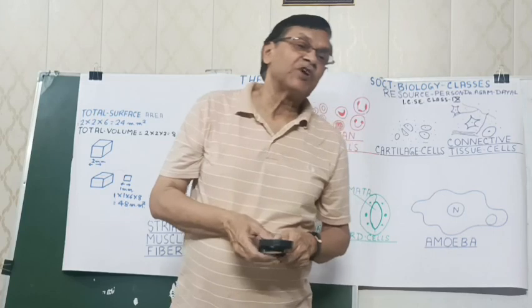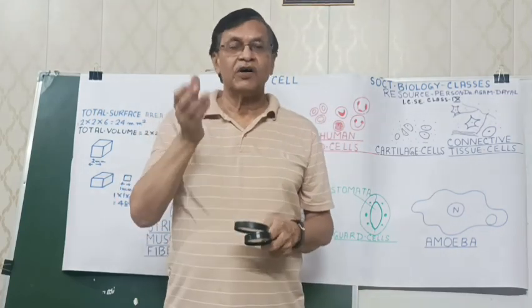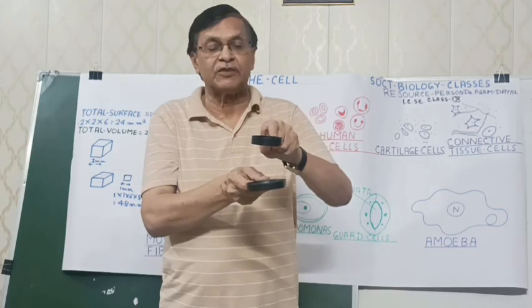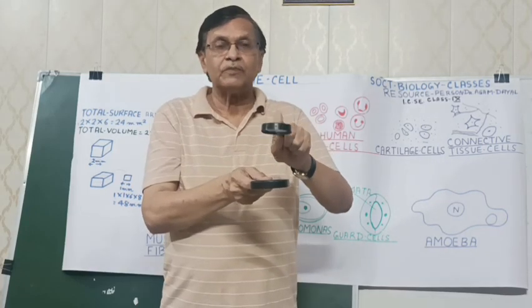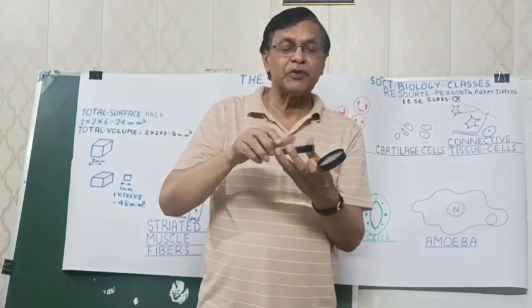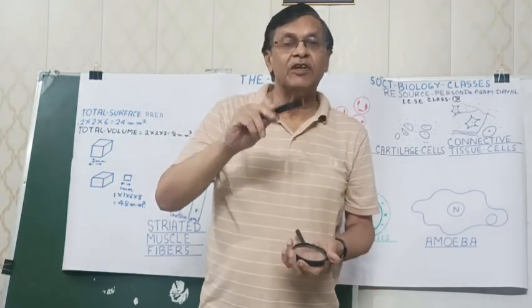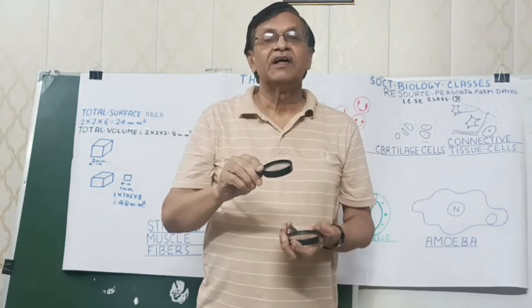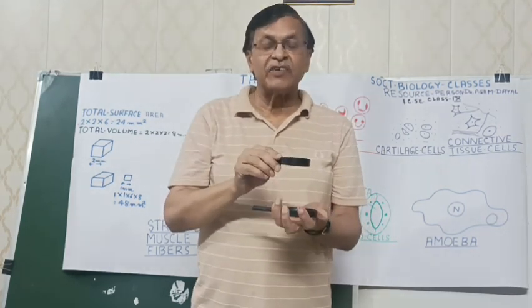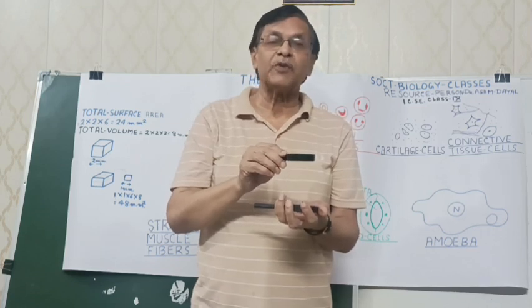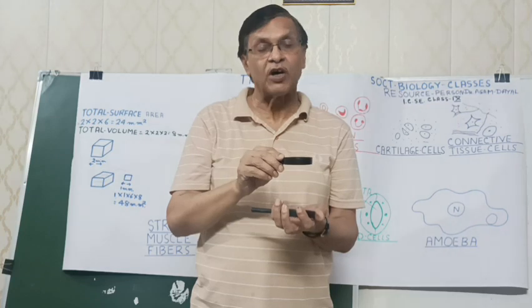At the same time, Robert Hooke used a compound microscope made up of two lenses. The magnifying power of the simple microscope of Leeuwenhoek was 200 times. The magnifying power of Robert Hooke's compound microscope was about 2,000 times.